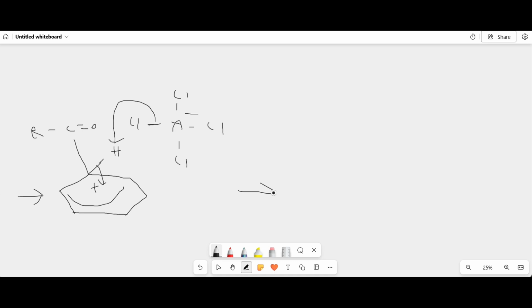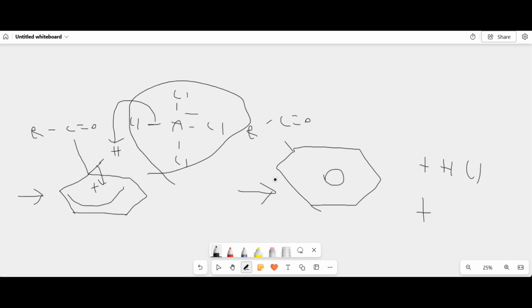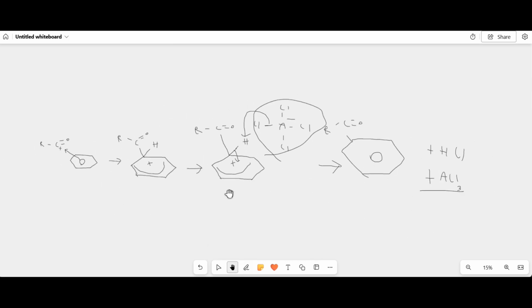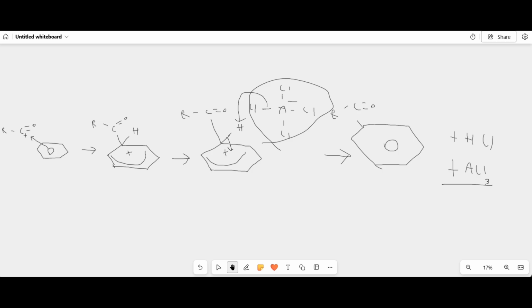And then you're going to make the final product, which is going to be that plus HCl, and then plus obviously the AlCl3 from over there. Because that lost one Cl, that means this is a catalyst. So that's the reaction mechanism for Friedel-Crafts.